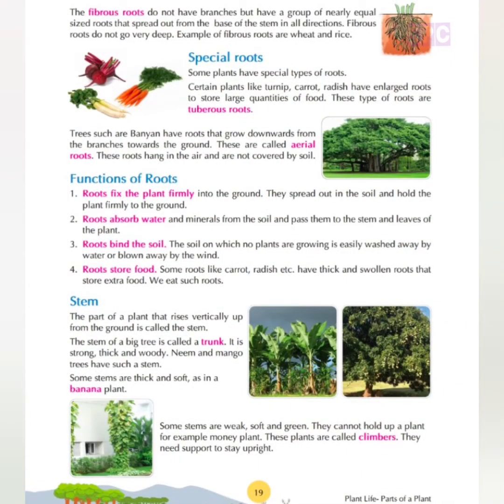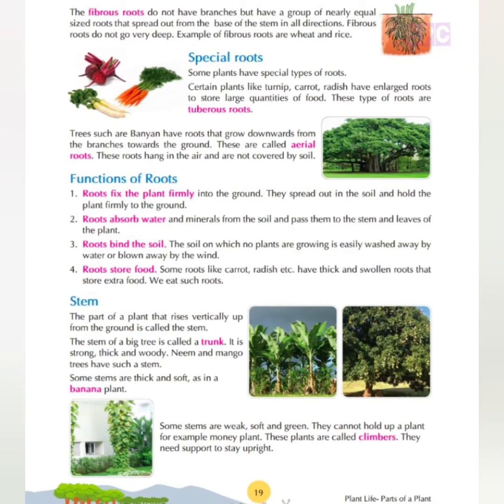The part of a plant that rises vertically up from the ground is called the stem. The stem of a big tree is called a trunk. It is strong, thick and woody. Neem and mango trees have such a stem. Some stems are thick and soft, as in a banana plant.